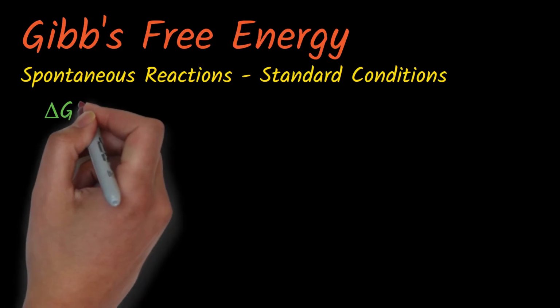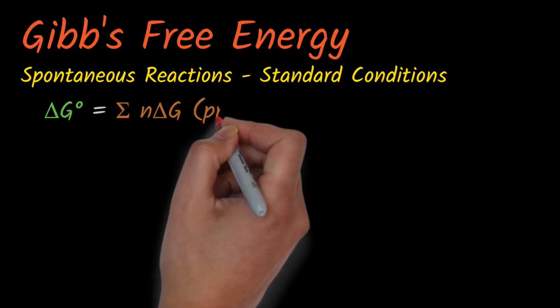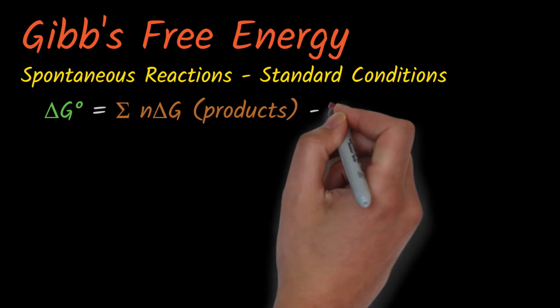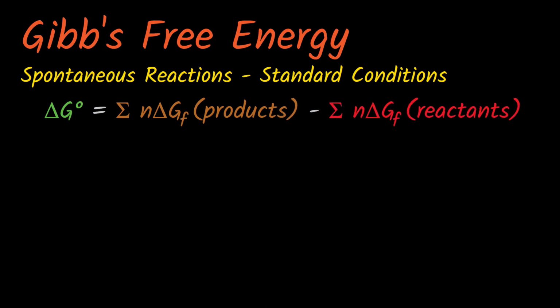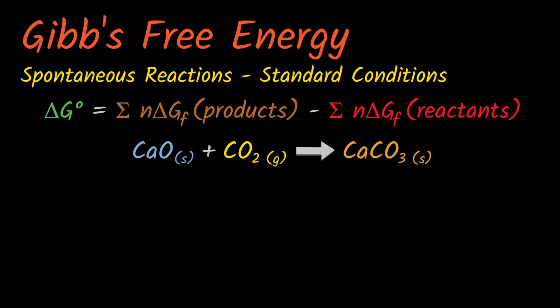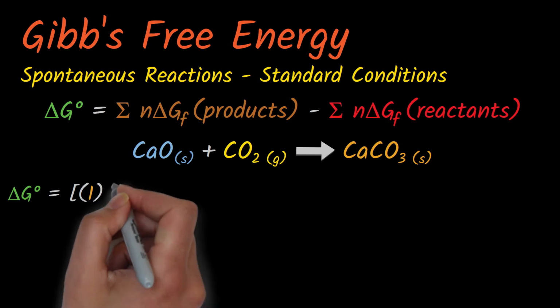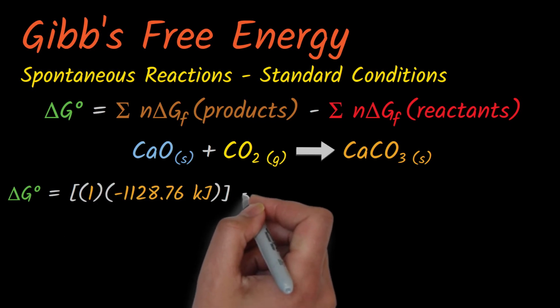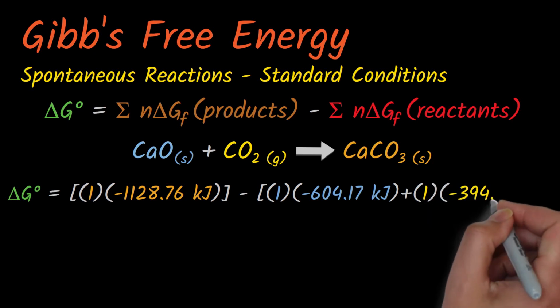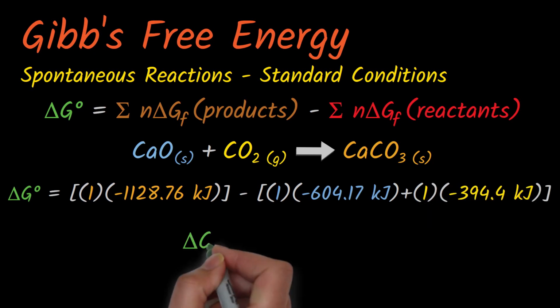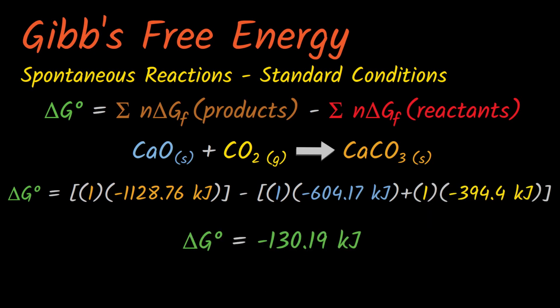For standard conditions, we can use a table to calculate Gibbs free energy values in the same way we do for enthalpy and entropy. For this reaction, we can look up the free energy values and simply add up the values for each side of the reaction, and subtract the reactants from the products. Easy, we get negative 130.19 kilojoules.